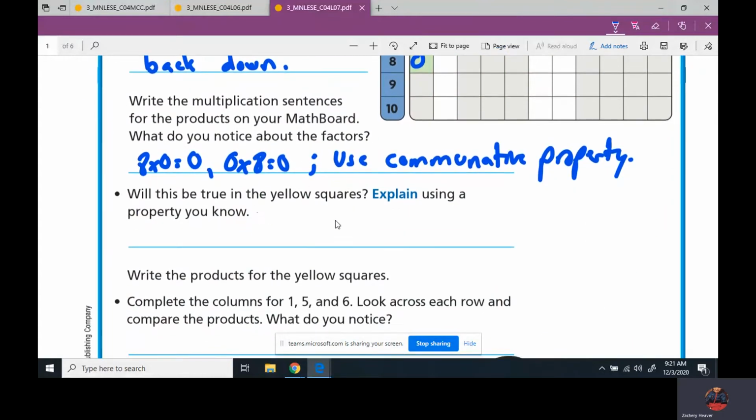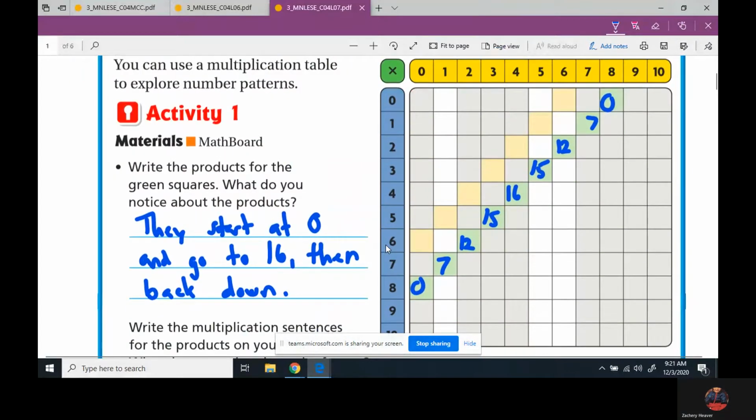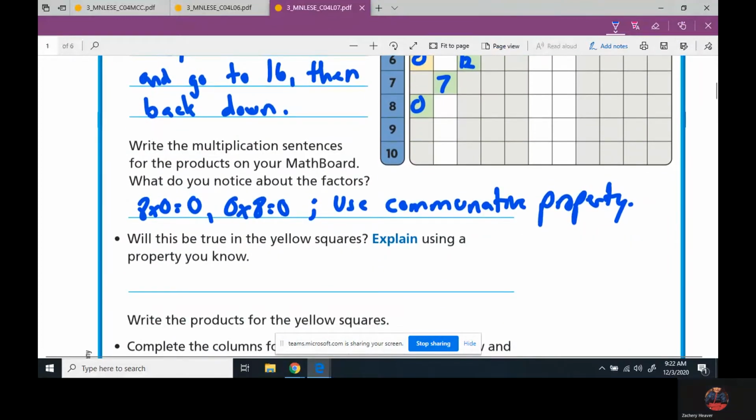Will this be true in the yellow squares? Well, let's try the yellow squares. 6 times 0 is 0. 5 times 1 is 5. 4 times 2 is 8. 3 times 3 is 9. 2 times 4 is 8. 1 times 5 is 5. 0 times 6 is 0. 0, 5, 8, 9, 8, 5, 0. Yes, this will be true because we're just swapping numbers.